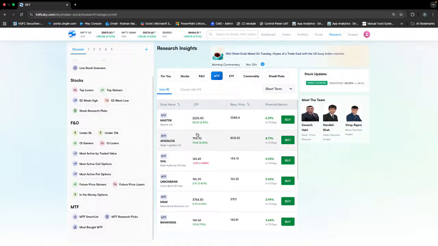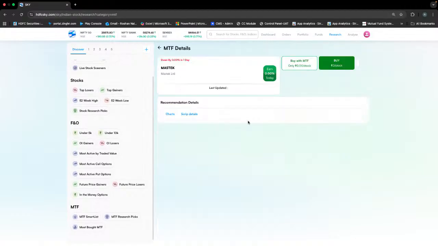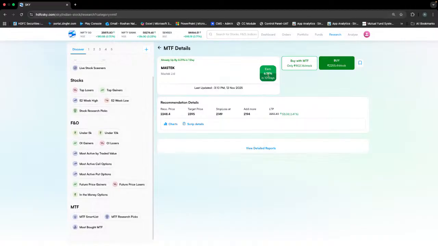You can see what recommendations they're giving, with the recommended price. Where should we buy, where should we exit, and after how many potential results should we exit? We can click on it, and as you can see, we can see the complete detail here. Let's say this stock Mastek. You can see when it was last updated.